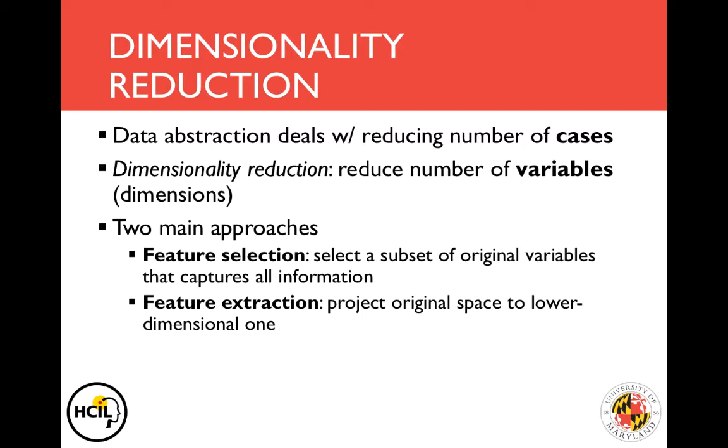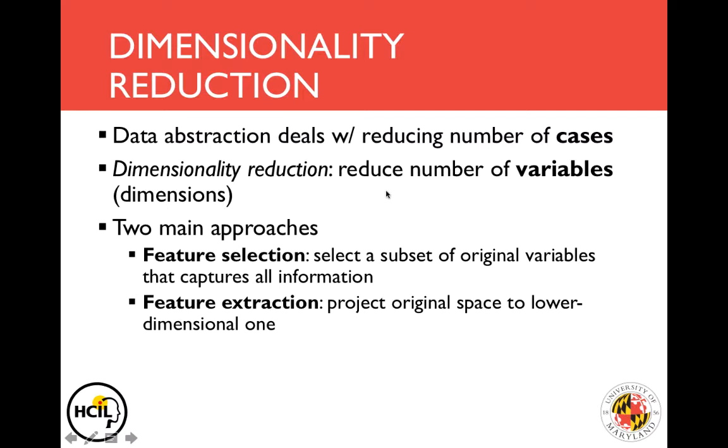So there's two main approaches to this. One is feature selection, where you're selecting a subset of the original variables or attributes that capture all the information. Sometimes you may have attributes that basically reflect the values of other attributes, and so then you can just select the ones that have all the meaning that you need. You can also do feature extraction, projecting your original space into a lower dimensional one.